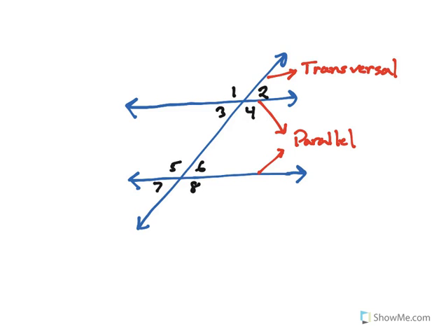Okay. So we identified what parallel lines are. They're both going in the same direction. That means they never intersect each other. Intersecting lines will cross over each other and form angles. Remember, these parallel lines are both 180 degrees. All right?